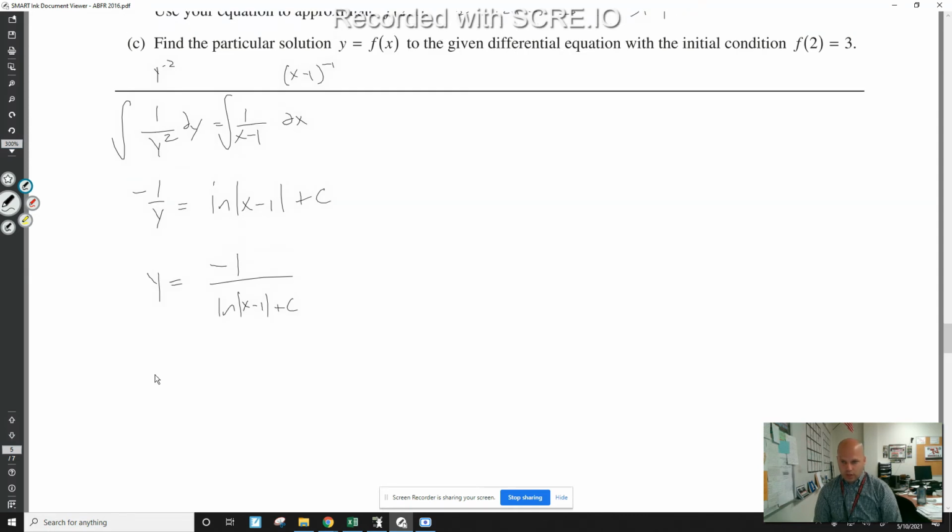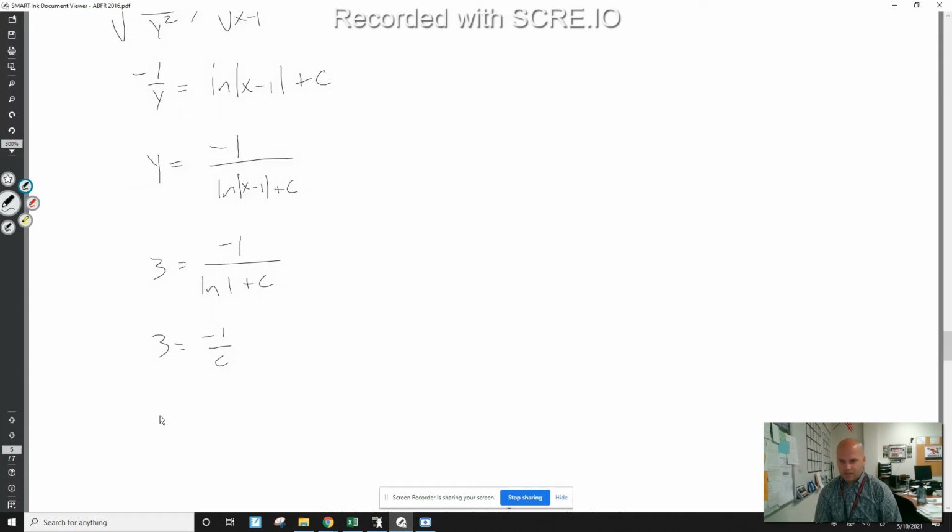Initial condition 2, 3. 3 equals -1 over log of 2 minus 1, which is 1, plus c. The log of 1 is 0. 3 equals -1 over c. Multiply by c, divide by 3. c is -1/3. So my solution, though they're not going to have this, I'll show you what they do, is -1 over log absolute x minus 1 minus 1/3.